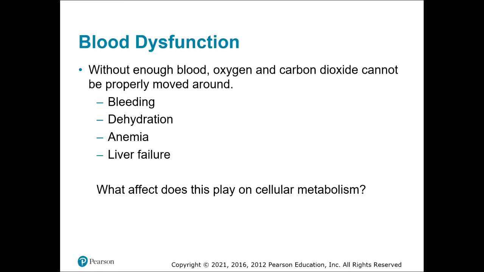What effect does this play on cellular metabolism? We have a blood disorder. Well, it's not going to carry oxygen properly. It's not going to carry other nutrients properly. So what form of metabolism is our body going to switch to? Anaerobic metabolism, because the key component of this whole thing is oxygen. No oxygen, no lack of. You said just switch to anaerobic. Perfect. Any questions with that?